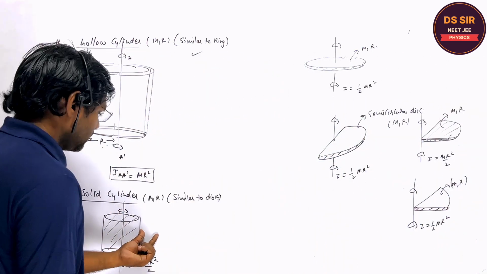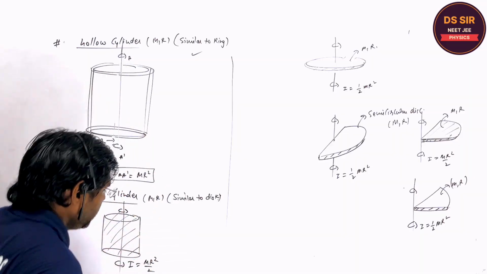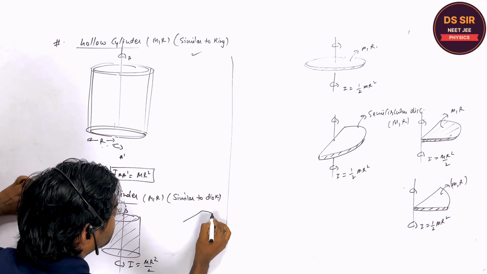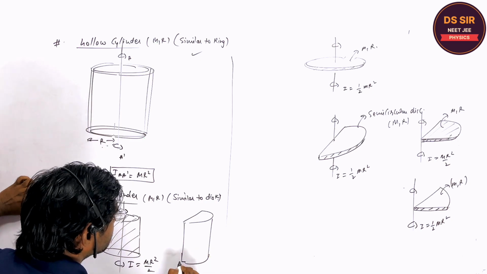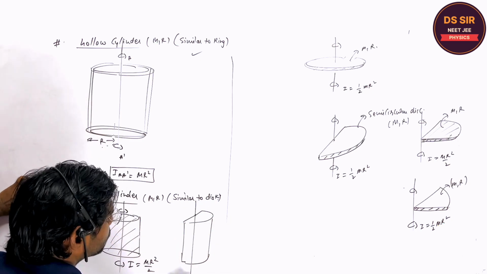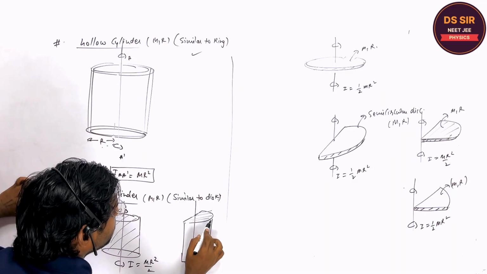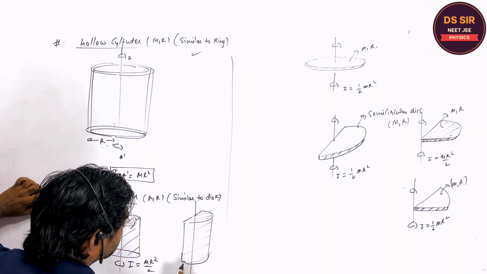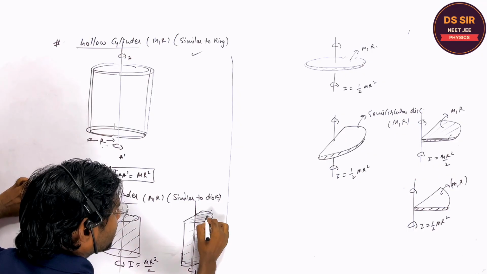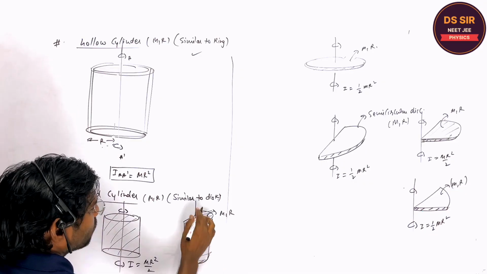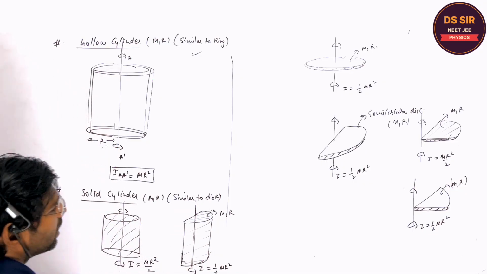For this type of cylinder, I'm making the figure here. If this is the solid cylinder like this, and this is the axis of rotation, this is the hemi solid cylinder, a half semi cylinder, like this, and the axis of rotation is this. But the mass is m, radius r. What should be the moment of inertia? Say half mr square. Are you getting?